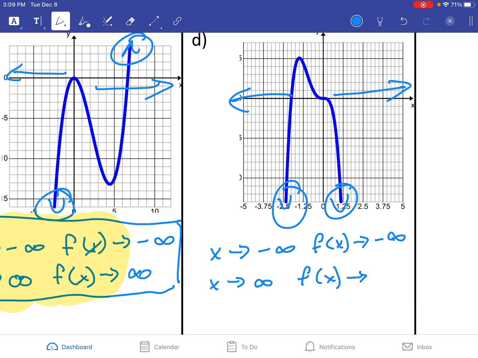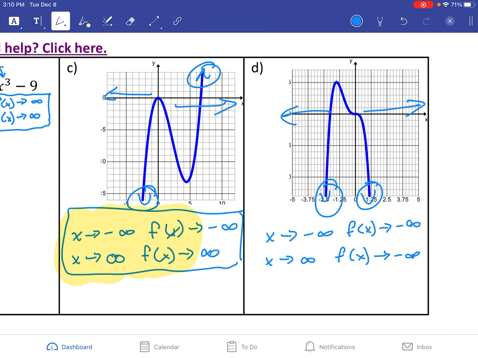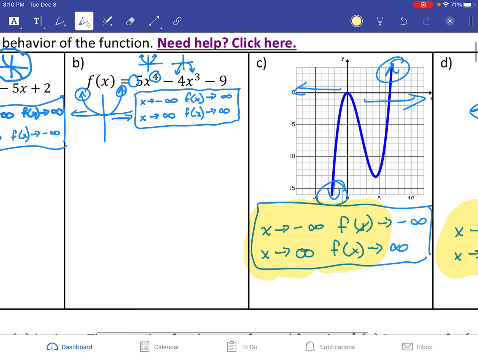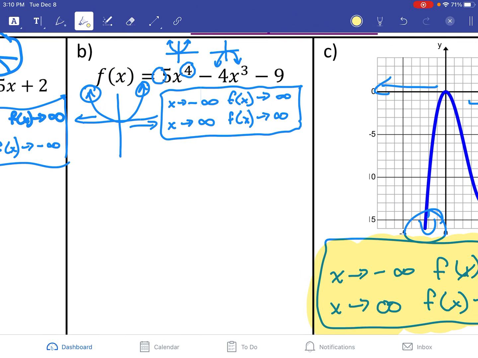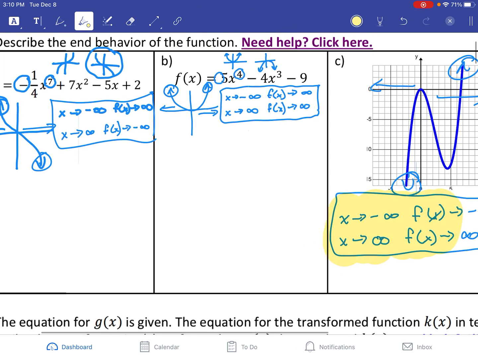Our graph is again going down toward negative infinity. That is it. That is all there is to do with end behavior. And again, you'll notice the first part of each one of these things is always the same except which direction the graph is going. Same thing for the two with the equations. Everything's the same except at the very end, where what is f of x approaching, positive or negative infinity.